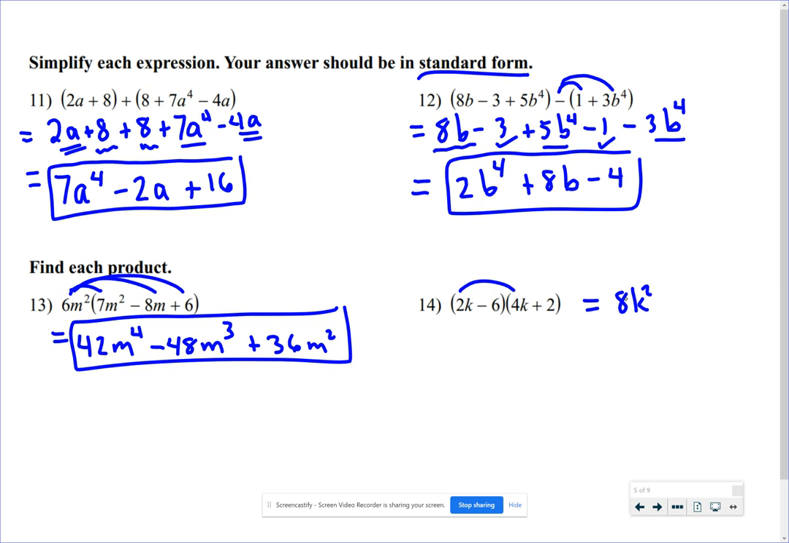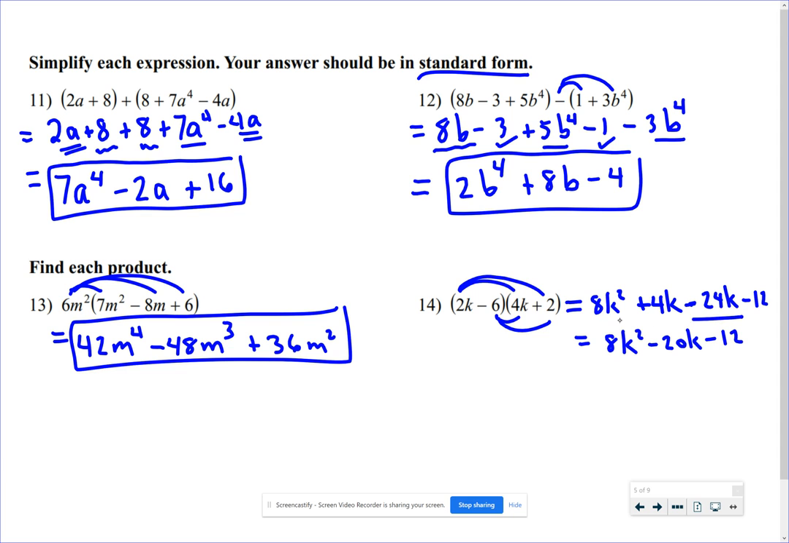That's 8k squared. I'm going to write that a little bit smaller. 2k times 4k is 8k squared. Don't forget the square. That's super important. 2k times 2 is 4k. Then we move to the negative 6 and let it multiply. Negative 6 times 4 is negative 24, but there's a k with that 4. And then negative 6 times 2 is negative 12. Combine the like terms. We have 8k squared minus 20k minus 12, and we are finished.